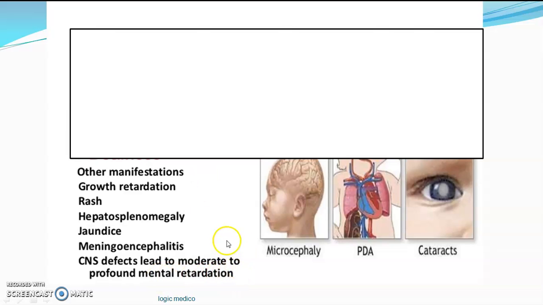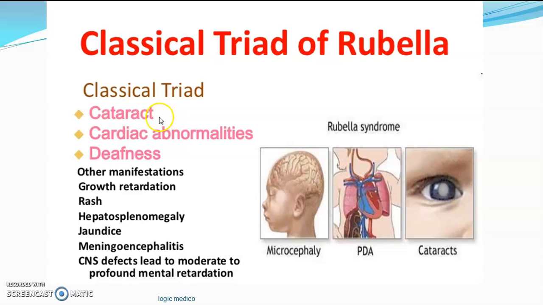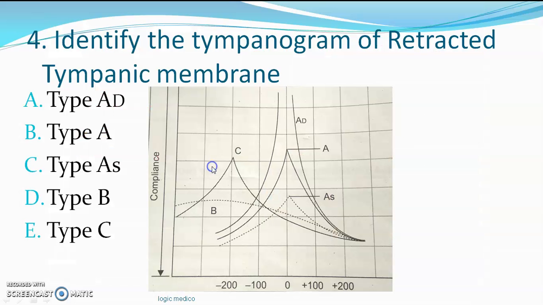All these can be there, but the classical triad includes cataract, that is a white patch within the lens, cardiac abnormality, mainly patent ductus arteriosus, and deafness, that is sensory neural hearing loss. That is the classical triad. Okay: cataract, cardiac abnormalities, and deafness.